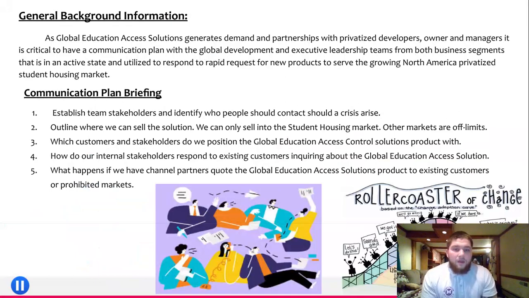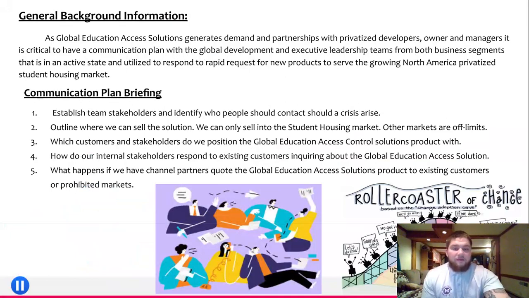3, which customers and stakeholders do we position the Global Education Access Control Solutions products with? 4, how do our internal stakeholders respond to existing customers inquiring about the Global Education Access Solutions? And then 5, what happens if channel partners quote the Global Education Access Solutions product to existing customers or prohibited markets? These are all things that we would want to discuss in our communications plan and be able to establish dialogue and a set of things that could happen and solutions for them using our communications plan.